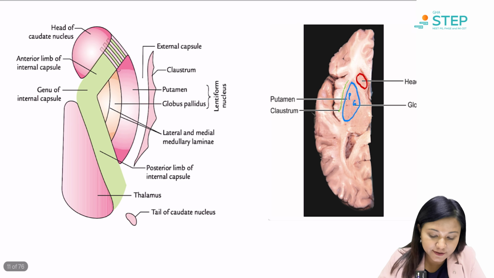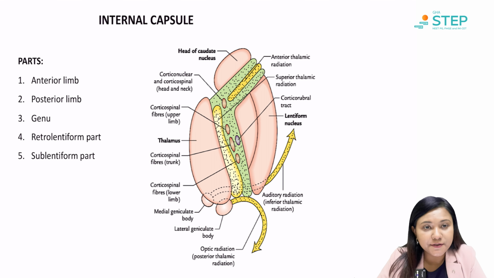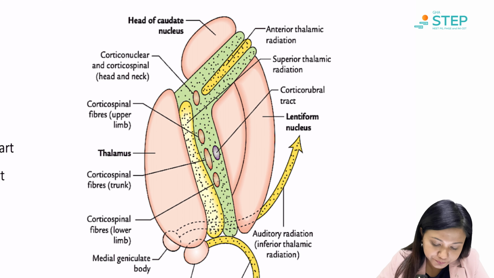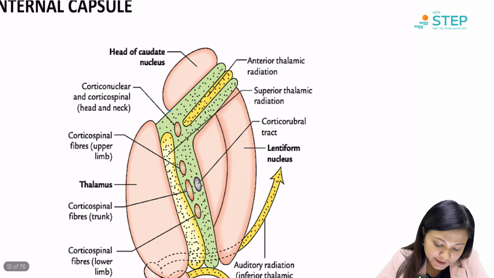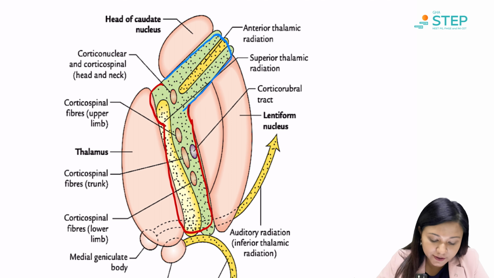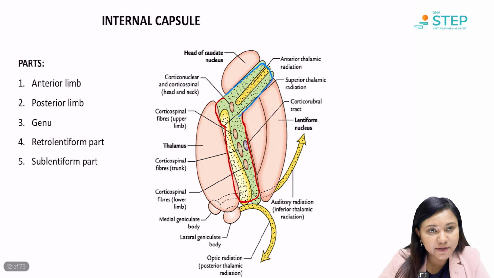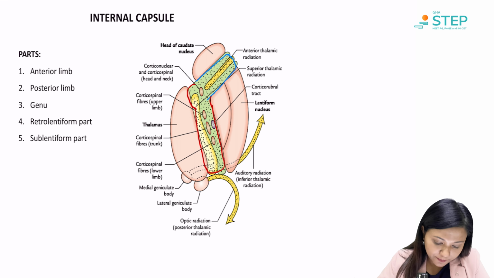Now let us study a little bit about the internal capsule. So these are the white matter, subcortical white matter, and it has the following parts. So they are the anterior limb. This is the anterior limb. Then there is a band, that is the genu, and then you have the posterior limb. Then you have the sublentiform and the retrolentiform part. Okay, you have an internal capsule and you have an external capsule. Internal capsule is also white matter, external capsule is also white matter.